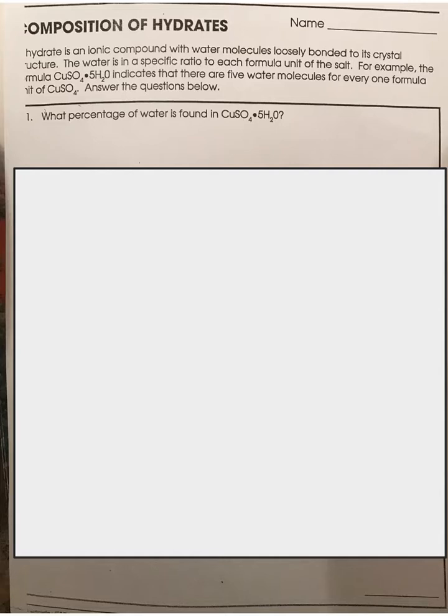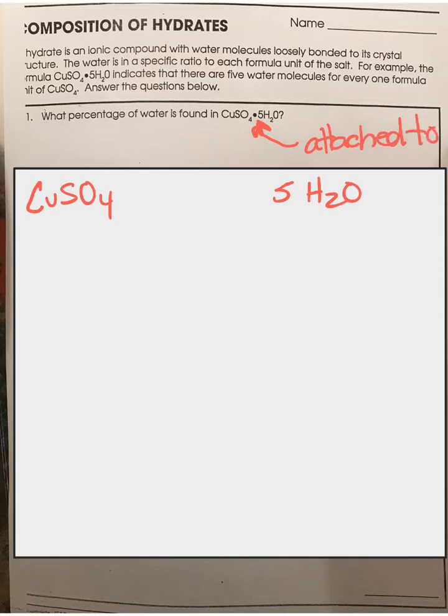So we'll just write, let's get a pen out. We'll write CuSO4 and we'll write 5 H2Os. Keep in mind that this dot right here, it's a bad arrow, but that dot does not mean multiply. It means attached to. All right, so let's figure out.